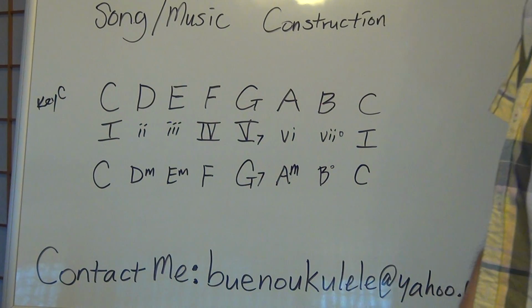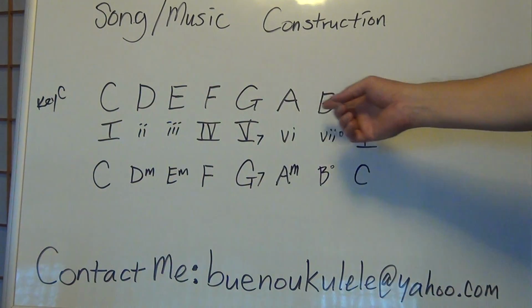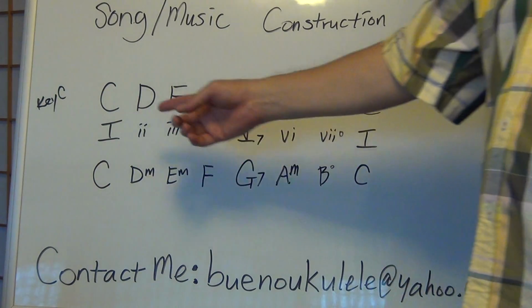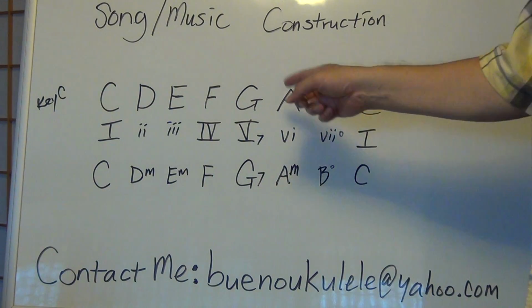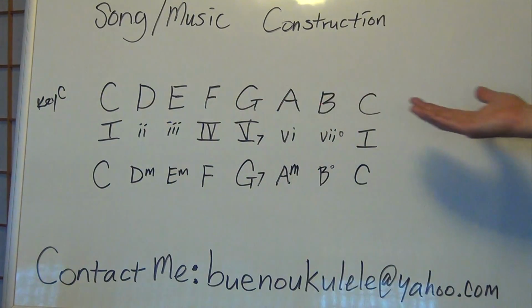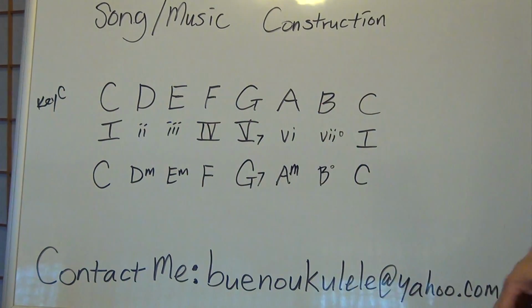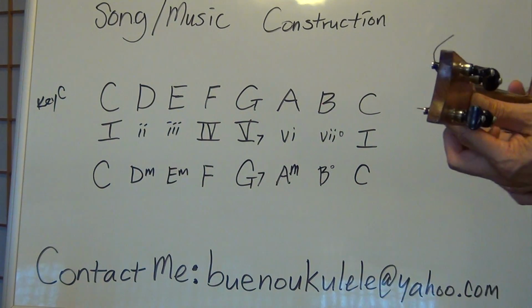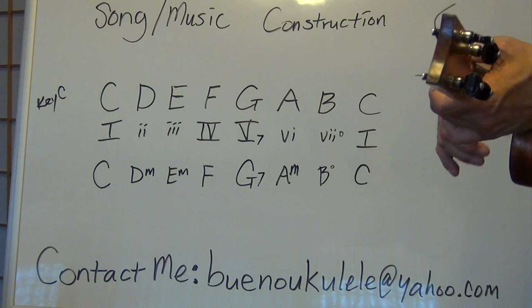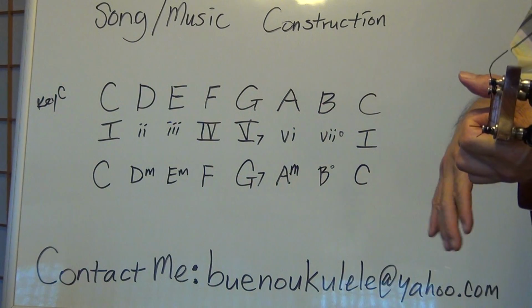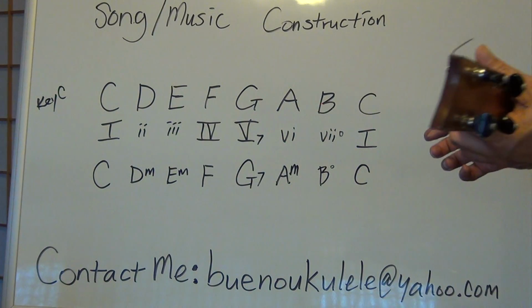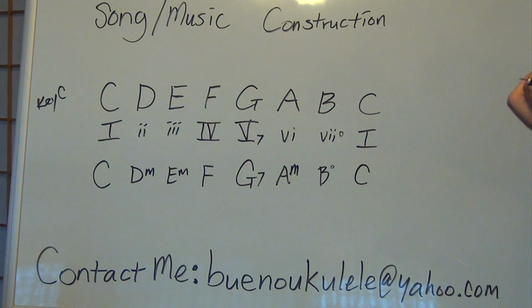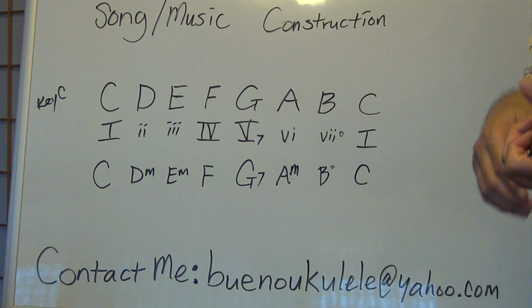Now, this is kind of like a scale. If you were to play these notes on a piano, it would just be a scale. Basically that's a scale, and these are the chords that go with that scale. If I play the chords, it'll be C, D minor, E minor, F, G7, A minor, B diminished, C. Coming back down: C, B diminished, A minor, G7, F, E minor, D minor, and C.